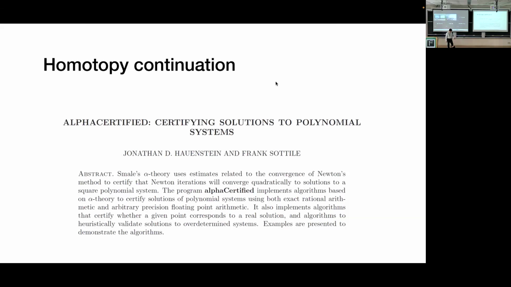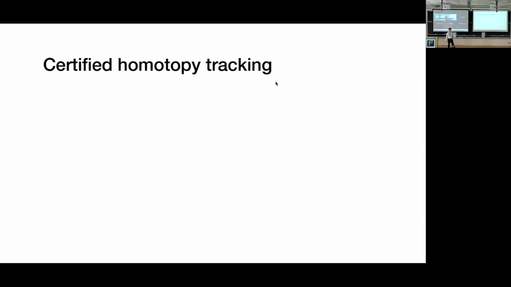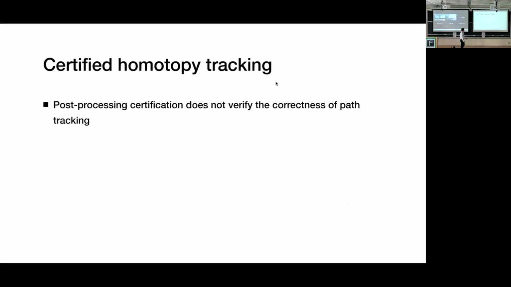But one ironic thing is, even though I mentioned Frank's paper, what I want to say today is it is not enough in some cases. Post-processing certification is sometimes not enough because it does not verify the correctness of the path tracking. It checks the correctness of the numerical output computed, but it doesn't check the correctness of the path tracking. So why is it important?